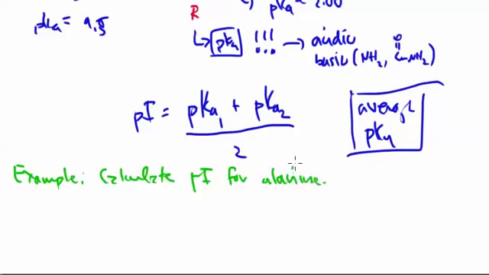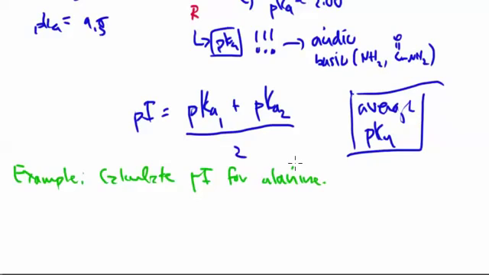Okay, so I'm given the task to calculate the isoelectric point, the pH where alanine is completely neutral, no net charge at all, meaning the species that carry the positive charge and the species that carry the negative charge kind of cancel each other out. This is the pH where those charges completely neutralize. Okay, so how do we do it?